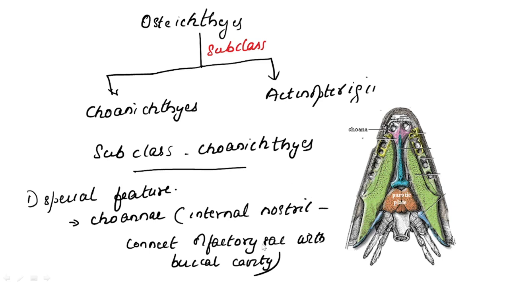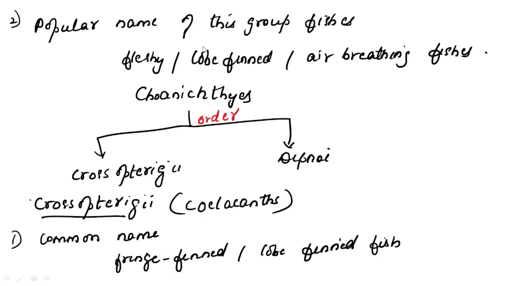It connects the olfactory sac with the buccal cavity. Olfactory sac, it connects the nasal passage with the buccal cavity. Such an opening, internal nostril, or otherwise called choanae, is the special feature. So that's why this class is called Choanichthyes. Next, the popular name of this group of fishes is fleshy fishes or lobe finned fishes or air breathing fishes.